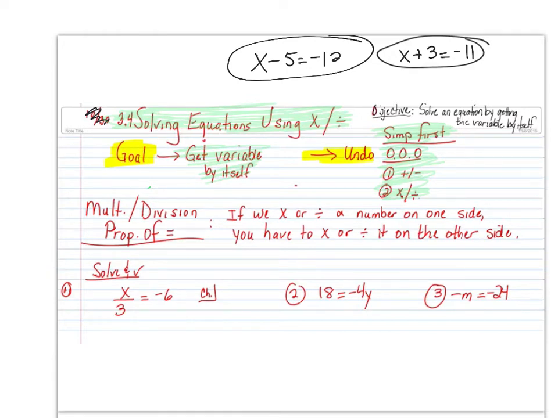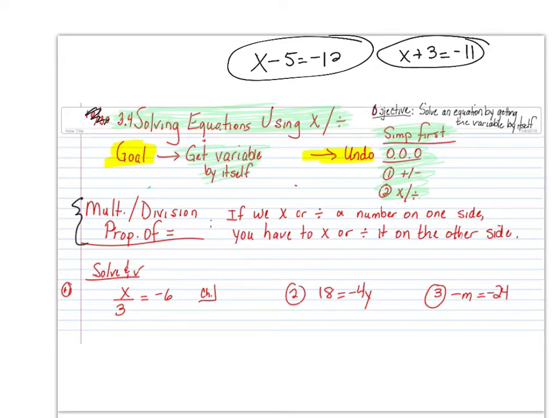Multiplying or dividing. What is the inverse or opposite operation of multiplication? What undoes multiplication? Division. What undoes division? Multiplication. So write this down. Your multiplication and division properties of equality.